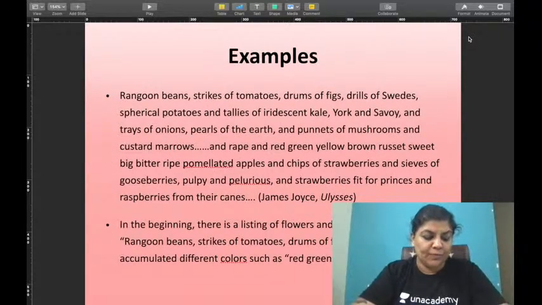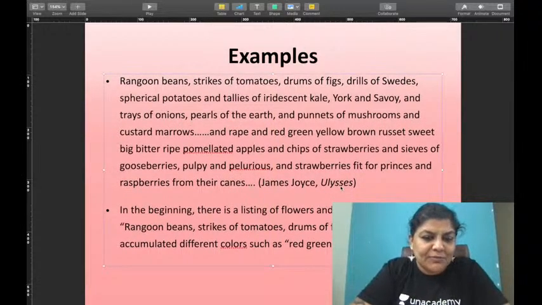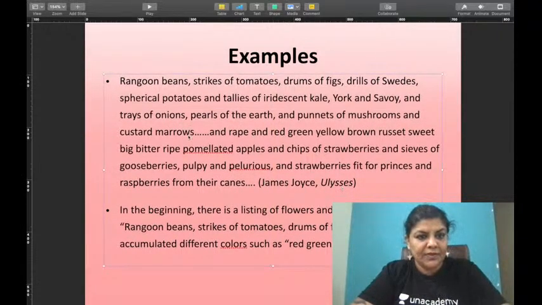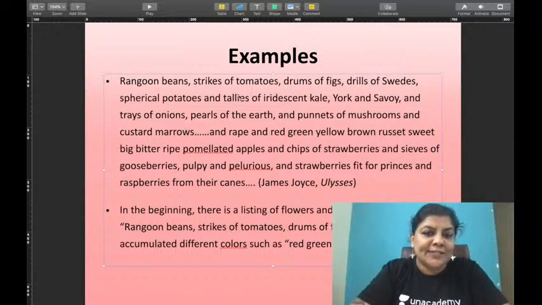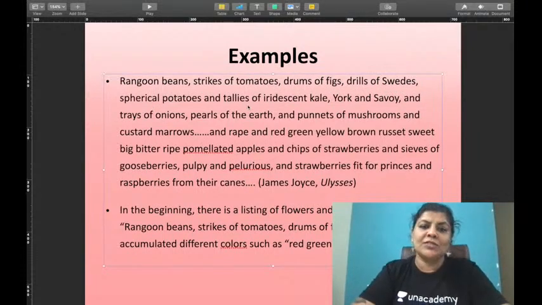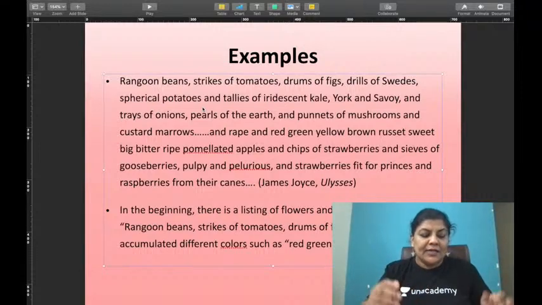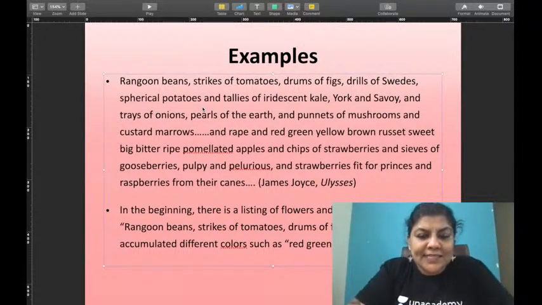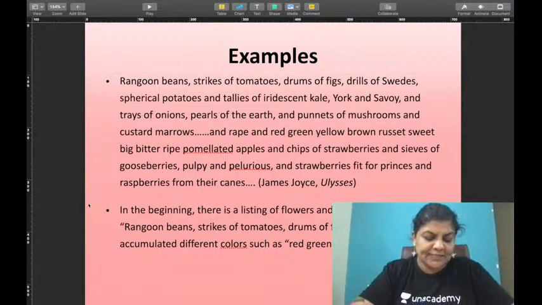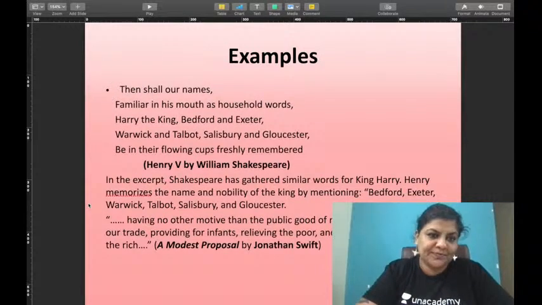Examples you will want to know. Here I've given you examples. This is from James Joyce's Ulysses: Rangoon beans, strikes of tomatoes, drums of figs, drills of Swedes, spherical potatoes. So many things added. This is accumulation. Did you understand, everybody? Accumulation means many things added, similar things added in one long list.